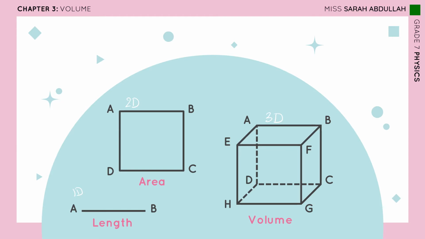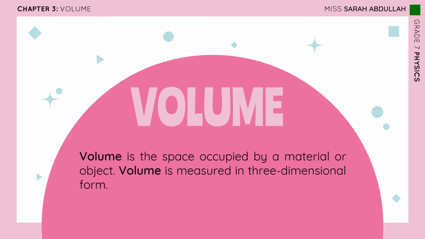So how about the SI unit of the length? It is the meter. The SI unit of area is the meter square, and the SI unit of volume is the meter cube, or we call it cubic meter. So as we said, volume is the space occupied by a material or object. Volume is measured in a 3-dimensional form. So don't you forget that it is the space occupied by a material or an object.